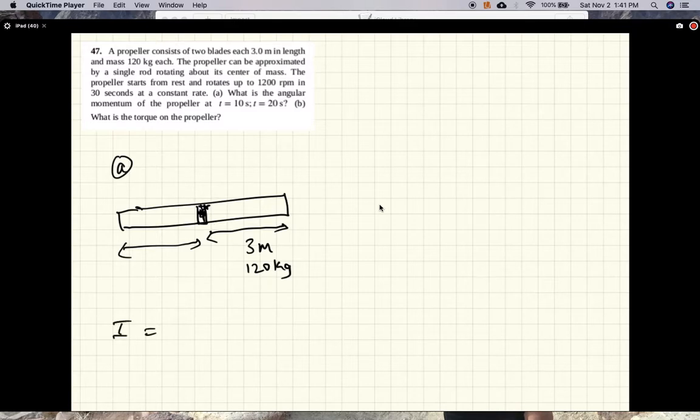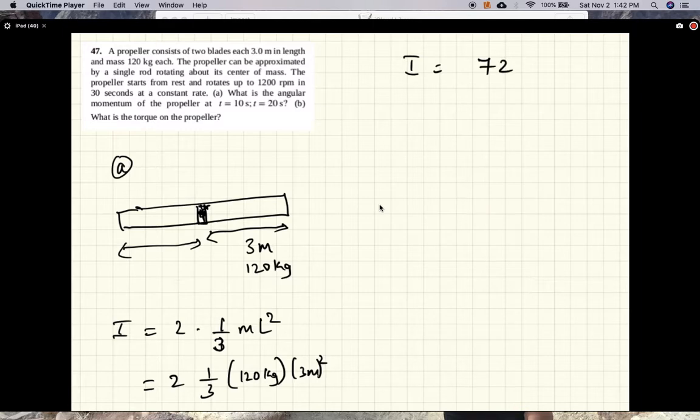So let's do the moment of inertia. You can treat this as one rod, which is what the problem suggests, or you can treat them as two rods and calculate the moment of inertia about their ends. And that's how I'll do it. So two rods, and the moment of inertia of each rod about the end is given by one third m l squared. So 2 times 1/3, and the mass of each rod is 120 kg and the length is 3 meters squared. So the moment of inertia of the propeller is 720 kg meters squared.